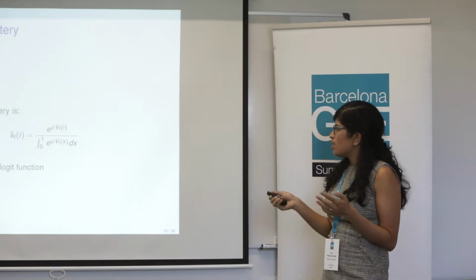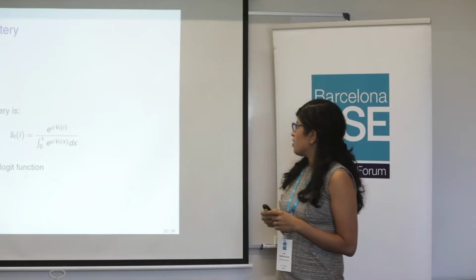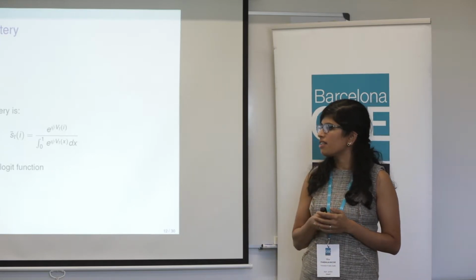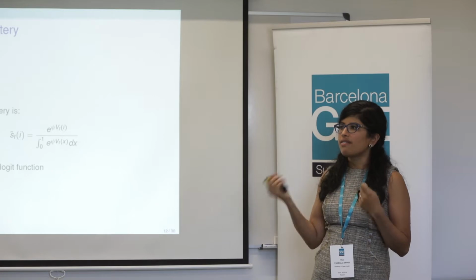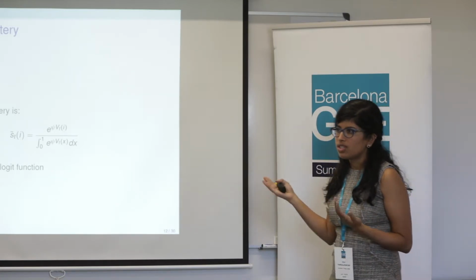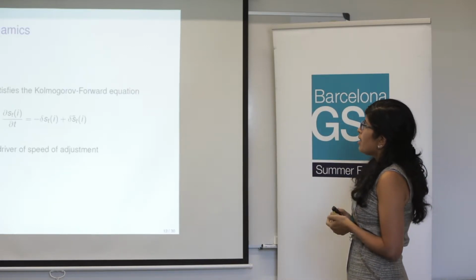We can show then that the equilibrium skill lottery is simply a multinomial logit function, a continuous time multinomial logit function. And you can see that there's going to be positive mass on all types in equilibrium, but it's going to be tilted towards types that have higher utility. You can get something like this, I think, also just by having a discrete number of types and cost shocks that are type 1 extreme value. We want to do this in continuous time, and so this is just the continuous time version of it.